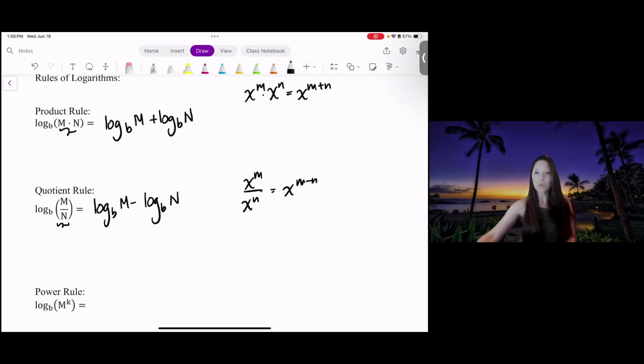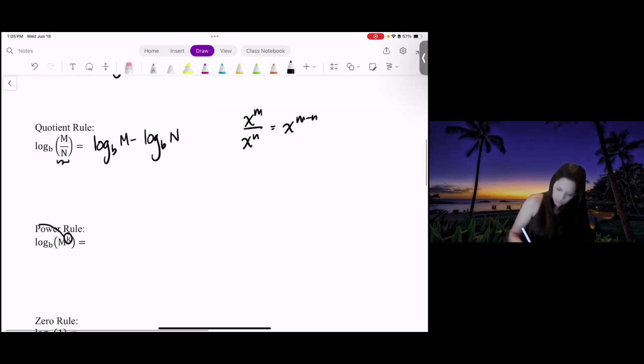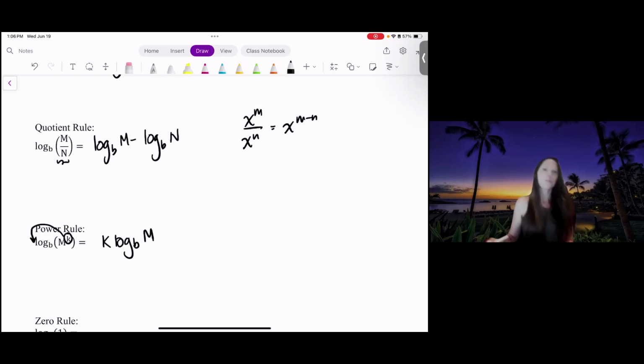The power rule is when you have something to a power in the logarithm. And the way that we write the logarithm power rule is we actually pull the exponent in front of the logarithm. That's going to be k, it's just an arbitrary variable, times the log base b of m. Whenever you have an exponent, you can rewrite it by putting the exponent in front of the logarithm.